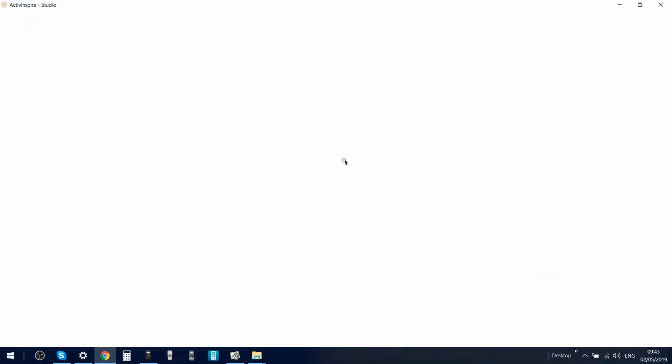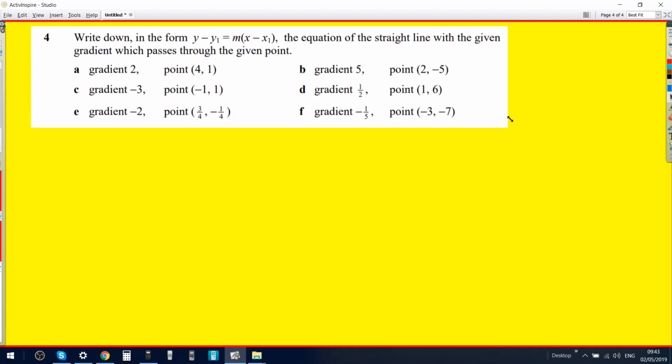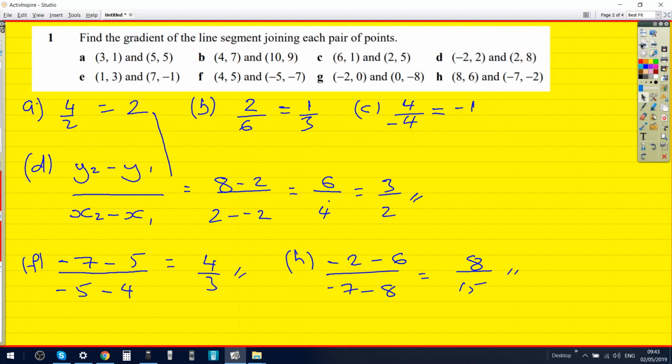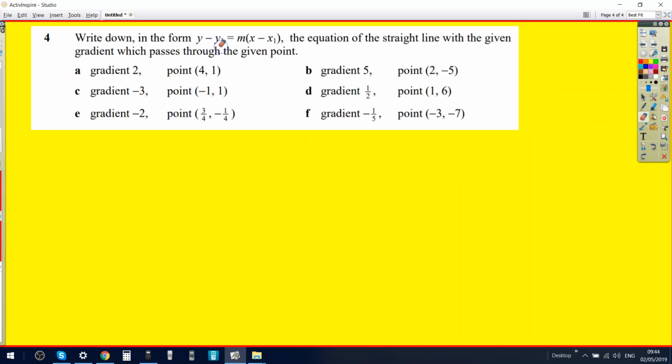y minus y1 equals m(x minus x1). So all they did for that one, if we just go back, was rearrange this formula. So y2 minus y1 over x2 minus x1 gives you m. That's equal to m. And if you multiply both sides by the x's, you get this. y minus y1 equals m(x minus x1). So they don't say x2 and y2 because we'll just leave that as x and y. Okay, so try part A.